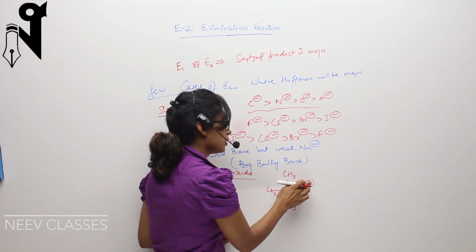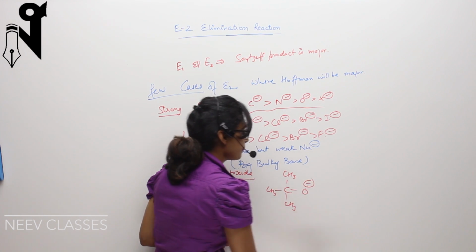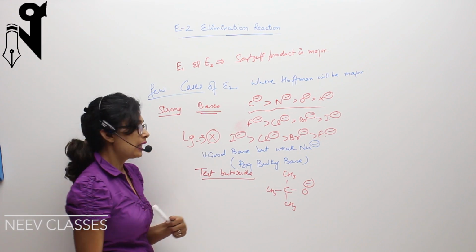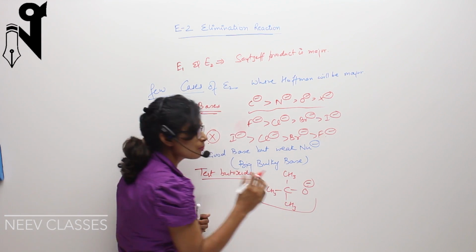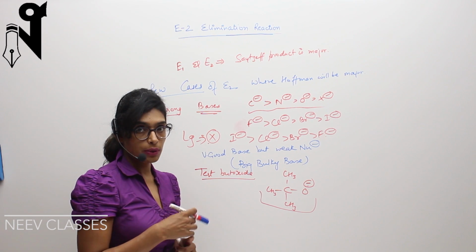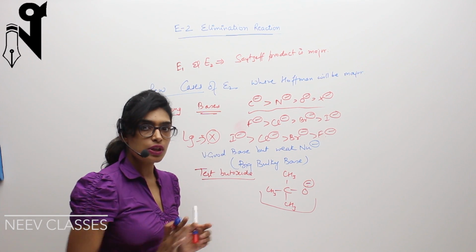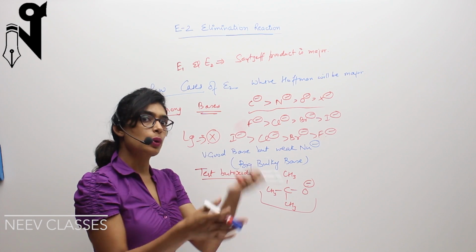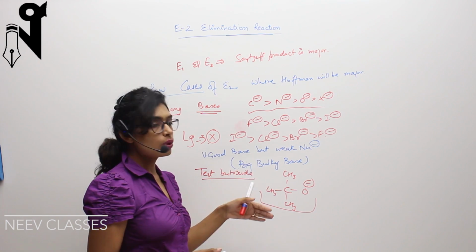So this is your tertiary butoxide. Right? Now in this case, just look at it. This is a very bulky base also. So when it has to attack on a carbon chain, its own bulkiness will stop it from entering that zone and pulling out the hydrogen where there are more carbons present.